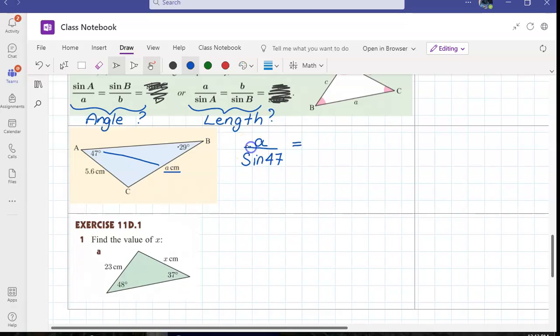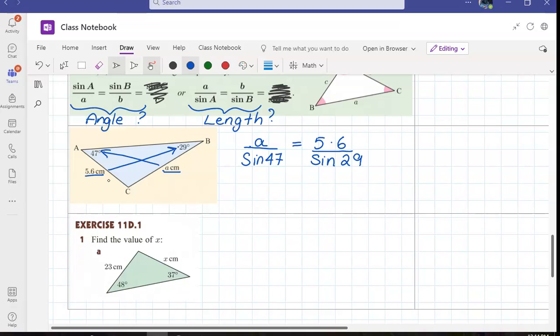Now, because we had the length upstairs on here, we have to have the length upstairs for the other. So it's going to be 5.6 over sine 29. That's it. So we'll do that again. You've got this pair here, A opposite sine 47, and then it's going to equal 5.6 over sine 29. And all you have to remember is if we're finding a length, they're both upstairs. Finding an angle, we pop them downstairs. But they've got to be the same on both sides.